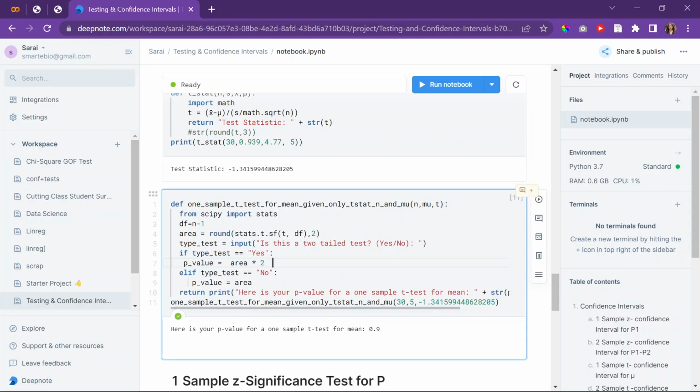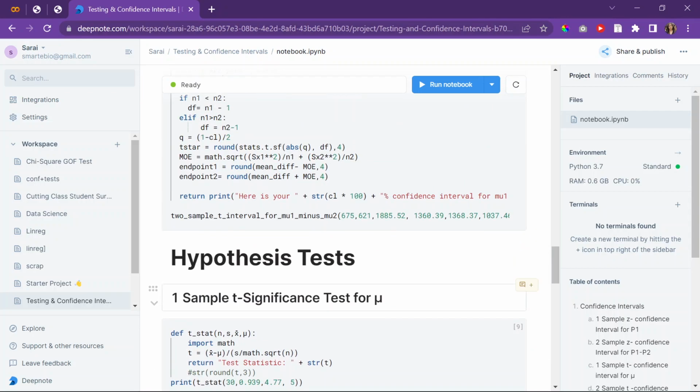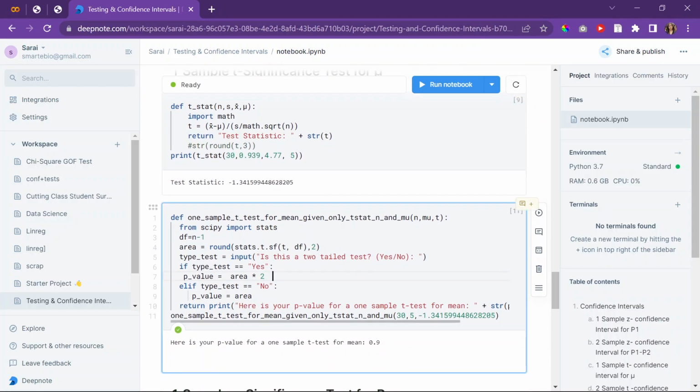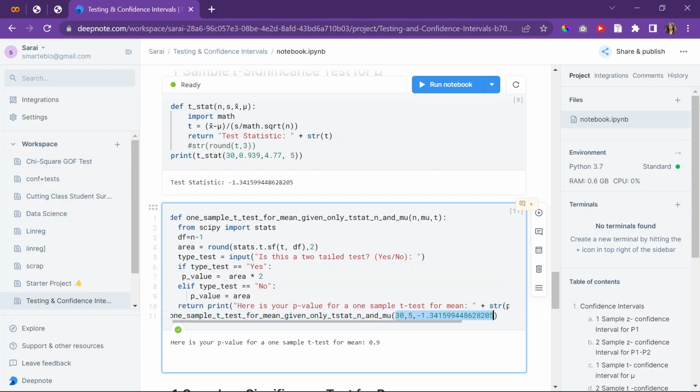So this is going to be linked down in the description box below. It's under hypotheses test, one sample, t significance test. And all you have to do is go to the last line and just input the variables that are up here. So you put n is 30, your mu is 5, and then you put your test statistic in here, okay?